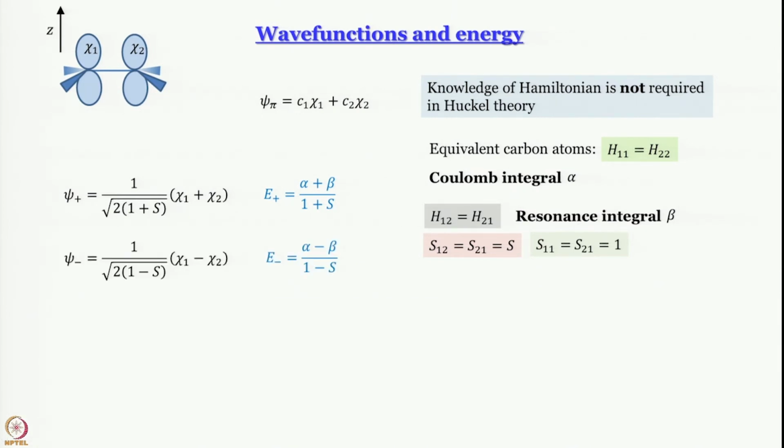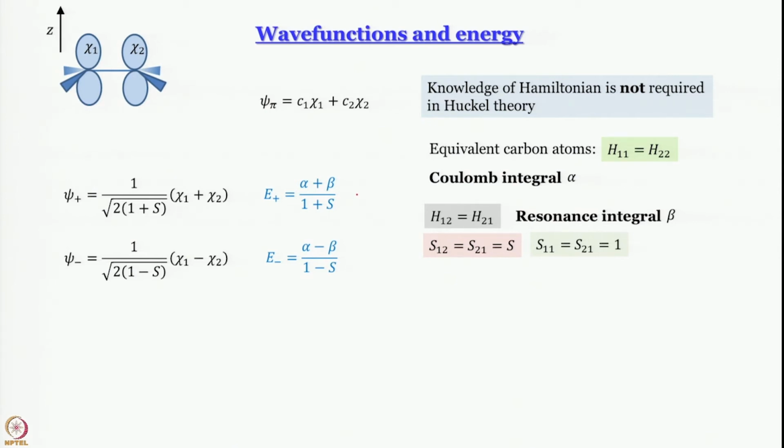So, you get the wave function corresponding to E minus, we call that psi minus, is 1 by root over 2 into 1 minus S, chi1 minus chi2. So, one combination is plus, one combination is minus, equal contribution from both the atomic orbitals here, and since I forgot to draw this diagram here, I will draw it by hand.